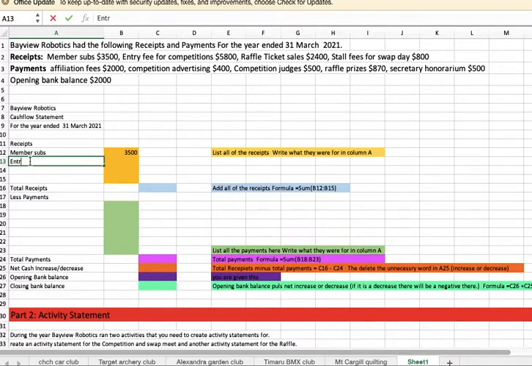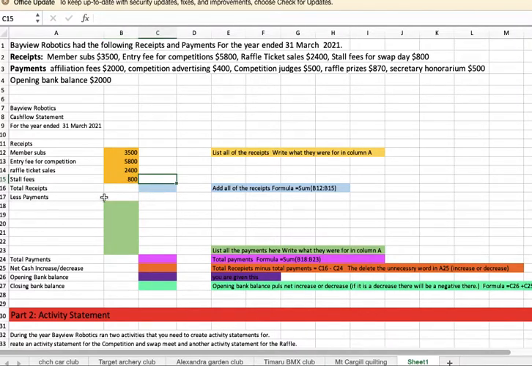Okay, entry fee. Entry fee for the competition was 5,800. Raffle ticket sales was 2,400. And stall fees for swap day. And they got $800. It must have been a very successful swap day.